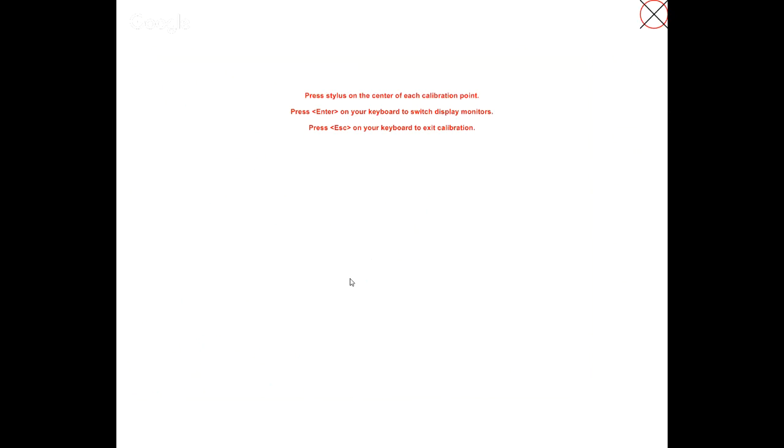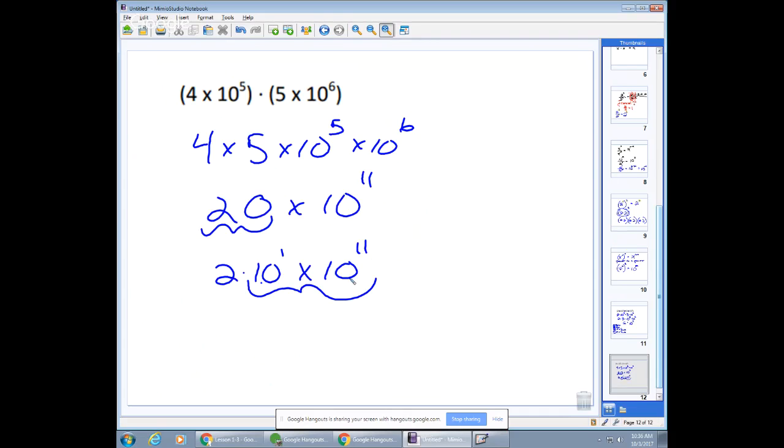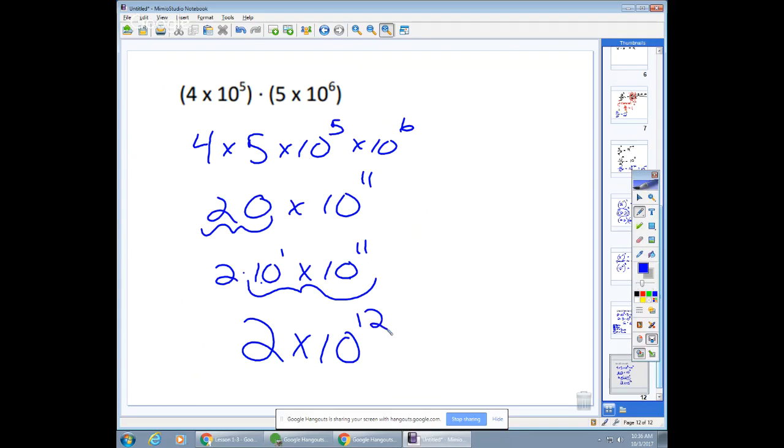So the 20 times 10 to the 11th, that's what we call pseudo-scientific notation. It's not true scientific notation. This number down here, 2 times 10 to the 12th, that is true scientific notation. So if it said just multiply and simplify, that's okay. This one down here is better, only because scientific notation is popular.